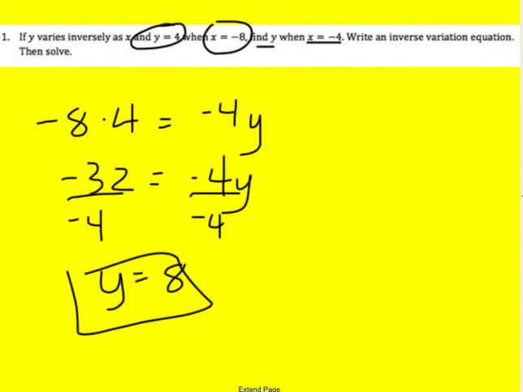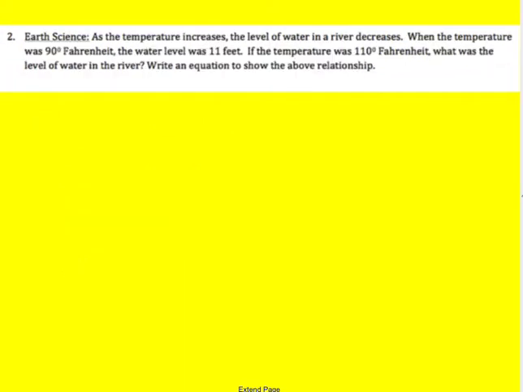Next, taking a look at number 2. So for number 2, we're talking about earth science. Okay, so it says that as the temperature increases, the level of water decreases. So that implies inverse variation. Okay, so what that means is we have a temperature of 90 degrees Fahrenheit. So it's 90 times 11 feet. So if they're related inversely, we can use that product rule. Then for 110 degrees, it's x.